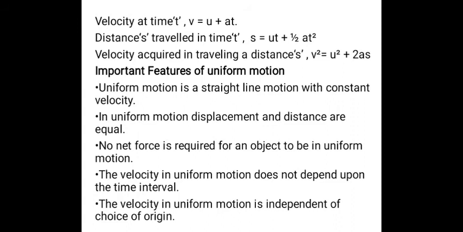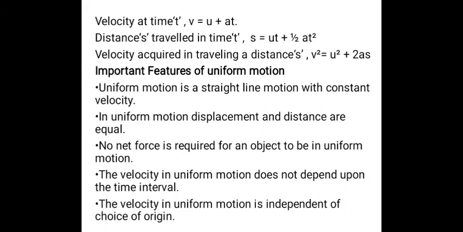Next, the third formula: v square is equal to u square plus 2as. This gives the velocity acquired in travelling a distance s, where v is the final velocity. Next come the important features of uniform motion.